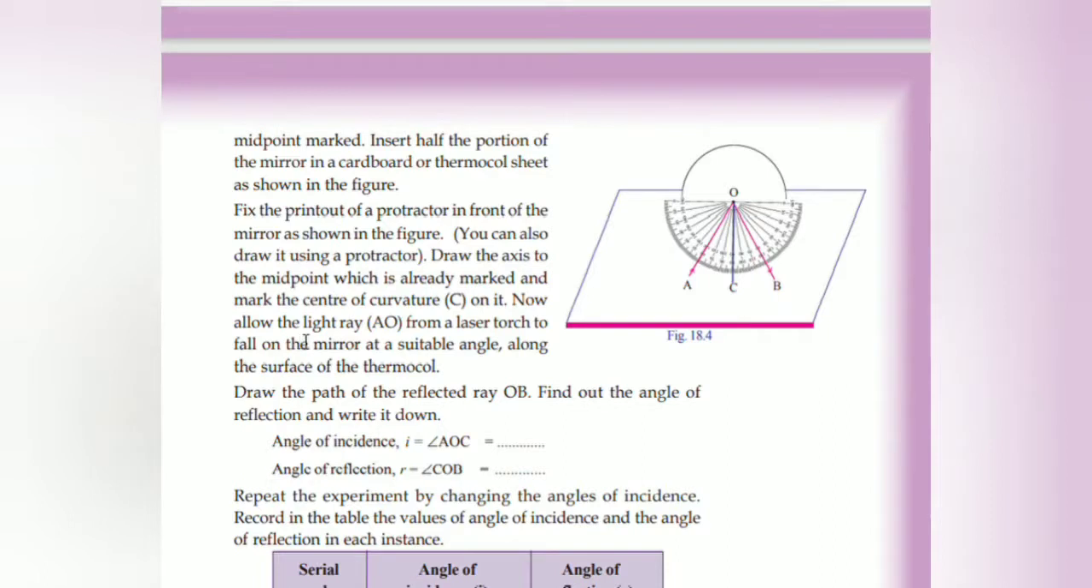Now the light ray. AO from the laser torch to fall on the mirror at a suitable angle.